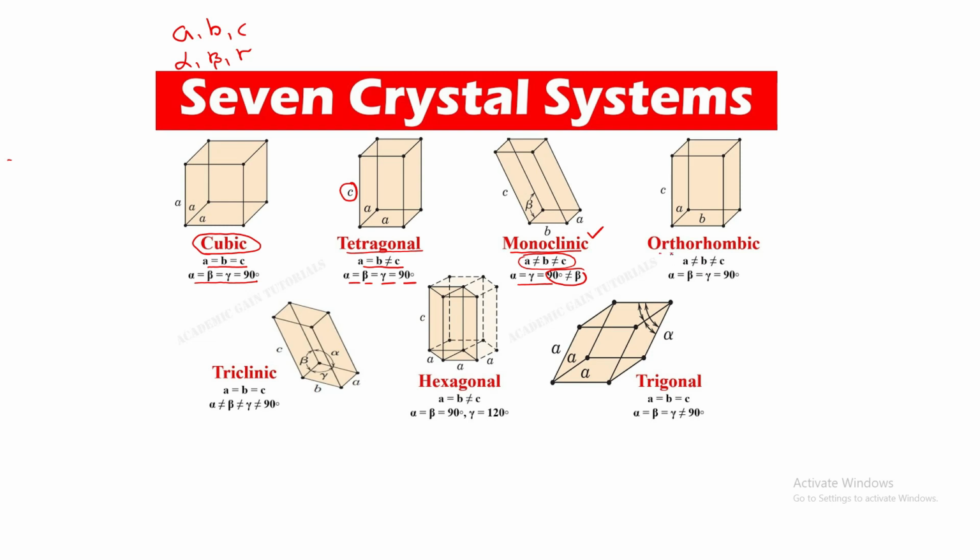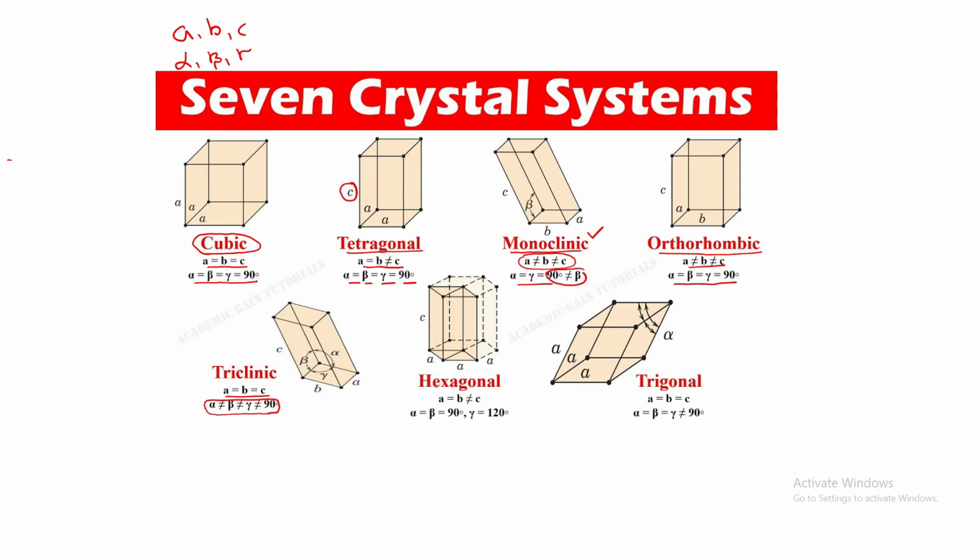Then you have the orthorhombic crystal system, that is, here a is not equal to b is not equal to c but alpha is equal to beta is equal to gamma is equal to 90 degrees. Then you have the triclinic crystal system. Here you can see that a is not equal to b is not equal to c, and alpha is not equal to beta is not equal to gamma, and all these are not equal to 90 degrees.